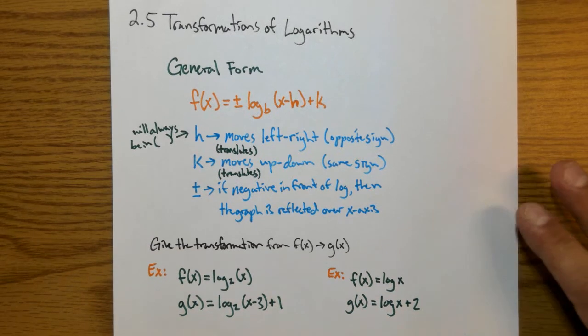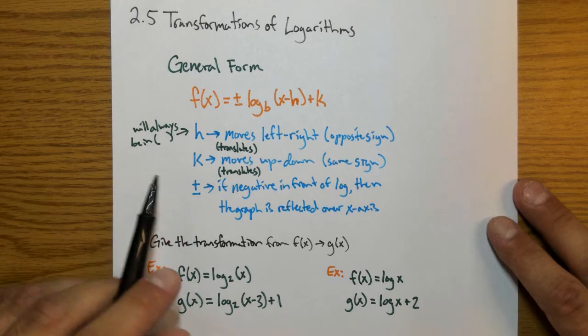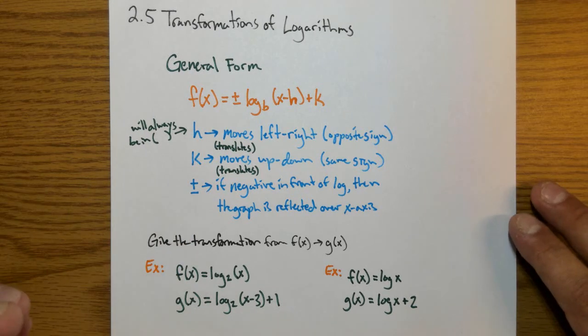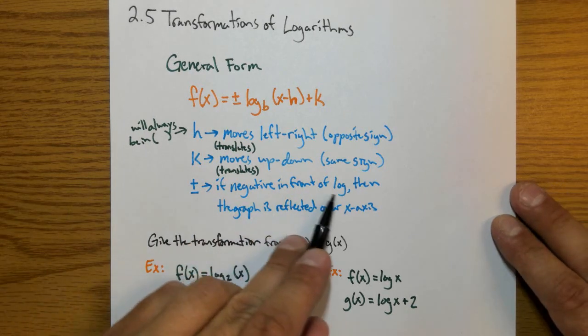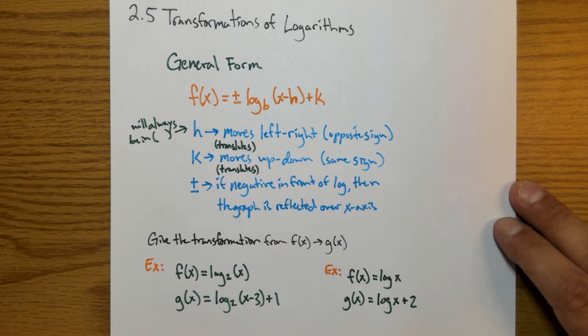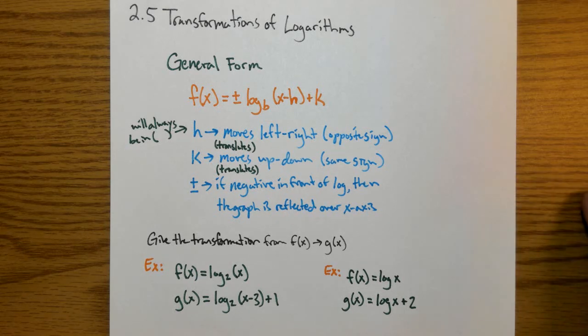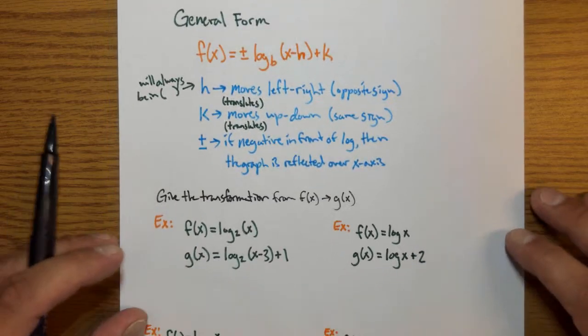The one I wanted to add was this plus or minus. Now, if there's a plus in front of the log, nothing happens. But if there's a minus in front of the log, if there's a negative in front of the log, then the graph is reflected over the x-axis. So that's just something to remember. Again, if there's a negative in front of the log, the graph is reflected over the x-axis.